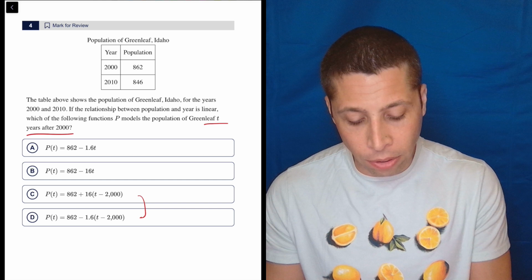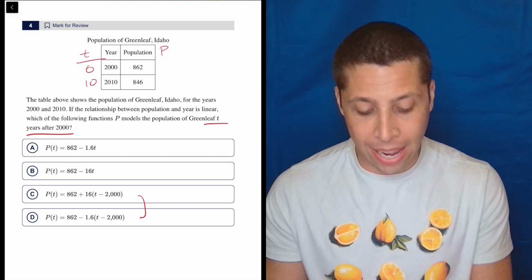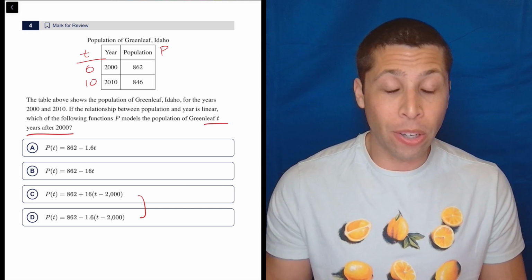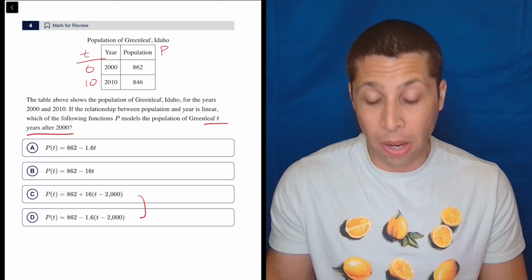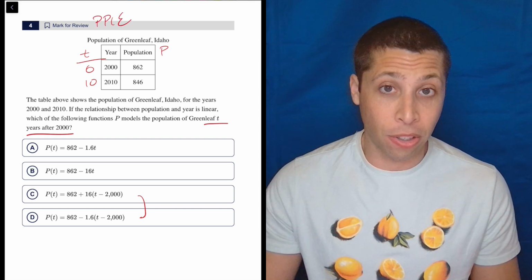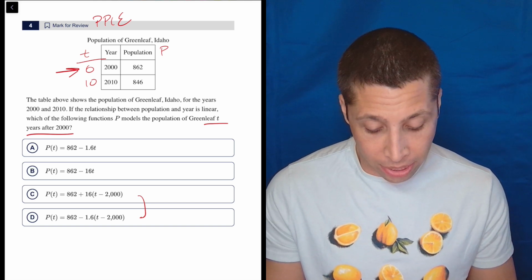So what we really need to understand is that these are the P, but the T is going to be 0 and 10. So I'm not going to try to find the equation of the line by building it up and finding the y-intercept and the slope and all that stuff. I'm just going to do my normal plug points into equations, because that is easier to think about. So I'm obviously going to start with the easier point. What happens if we put in 0? Well, if we put 0 in for t, we want to get 862.